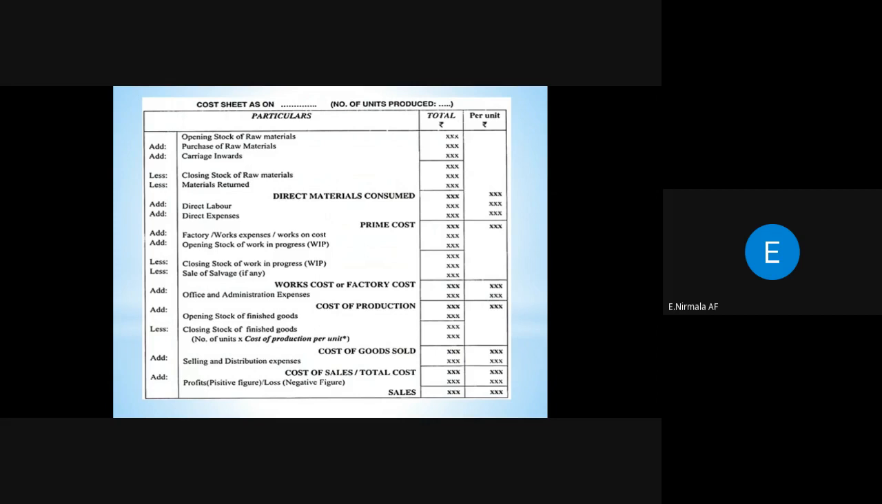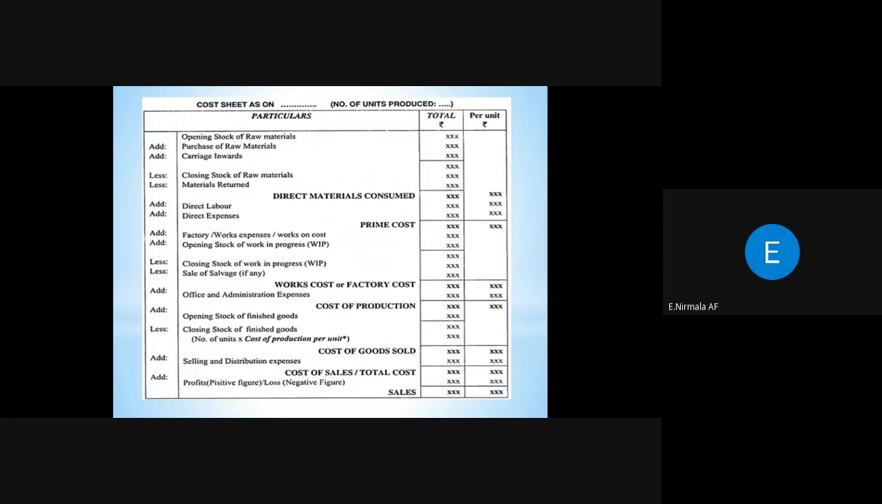Then after that, we have to add office and administration expenses or office overhead or administration overhead. Then we will get cost of production. Then after cost of production, we have to add opening stock of finished goods and we have to deduct closing stock of finished goods. Then we will get cost of goods sold.